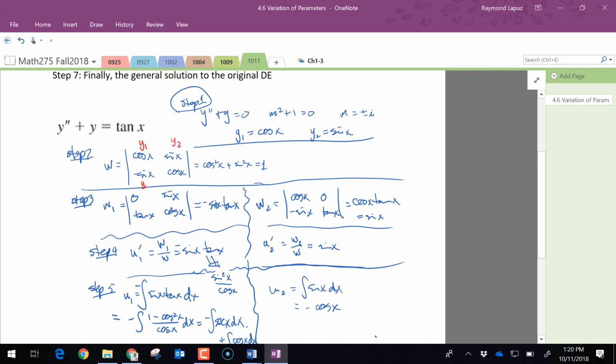And then this is y1 prime, y2 prime. So the first row is y1 and y2. The second row are the derivatives of y1 and y2.